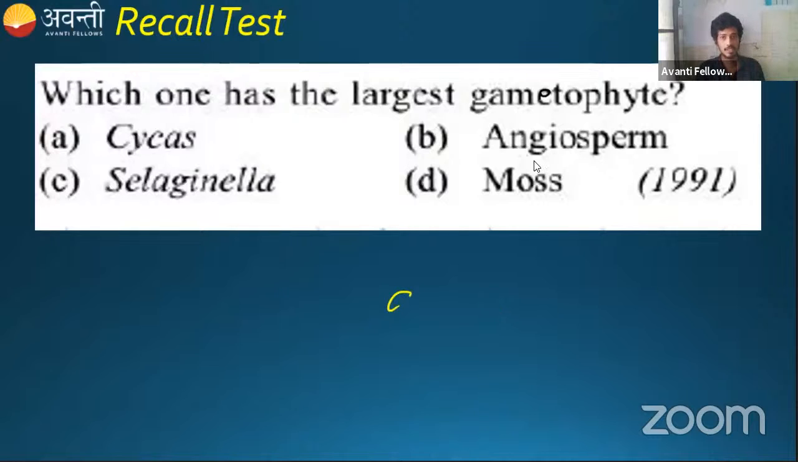Option A Cycas, option B angiosperm, option C Selaginella, option D moss. I'm launching the poll now. You can answer in the poll. One of the easiest questions, right? If you already read, as I told you, this is one of the easiest questions.